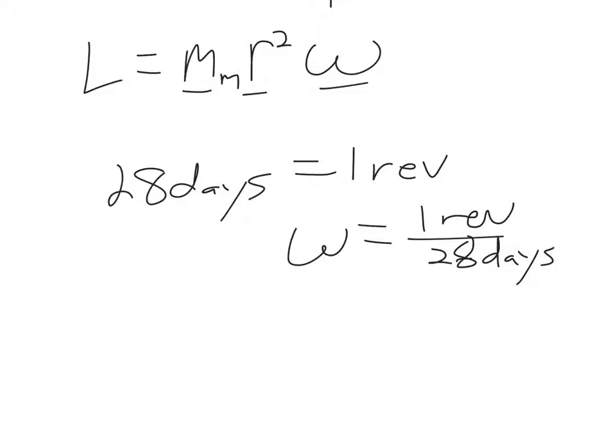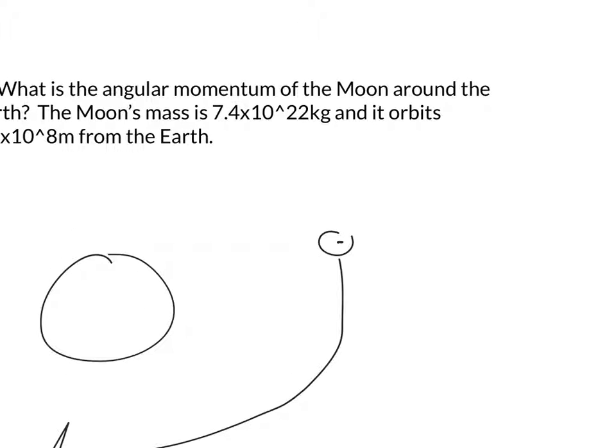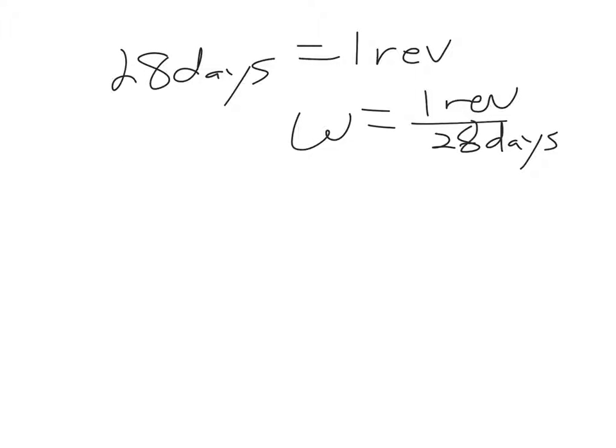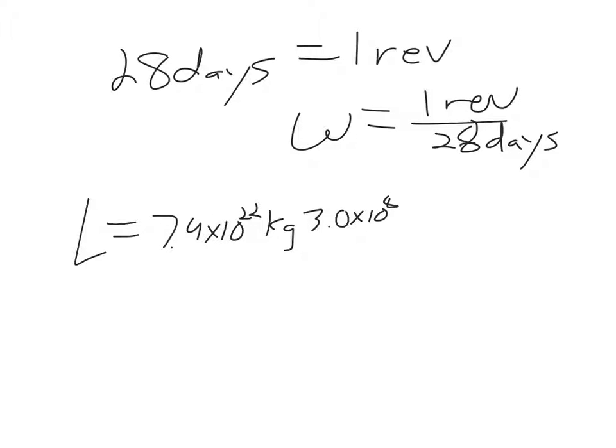So let's plug in what they gave us. Well, I forgot what the mass of the moon was. 7.4 times 10 to the 22nd. All right. So the angular momentum for the moon is its mass, 7.4 times 10 to the 22nd kilos, times its orbital radius, 3 times 10 to the 8th meters, but I'm squaring that. So squared, and its omega is 1 revolution per 28 days.